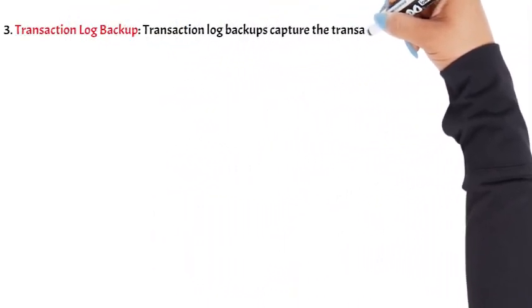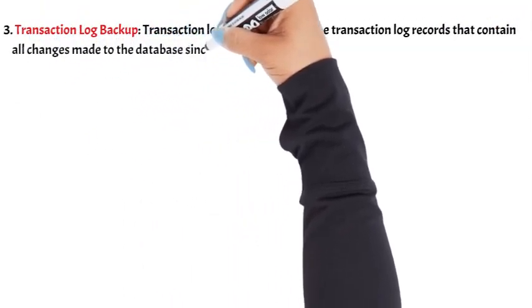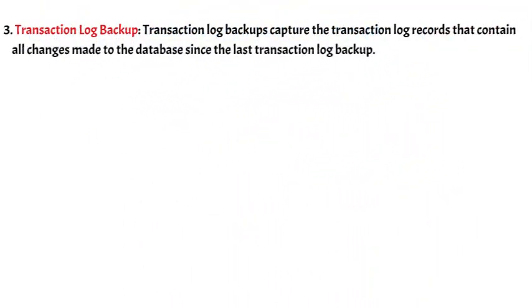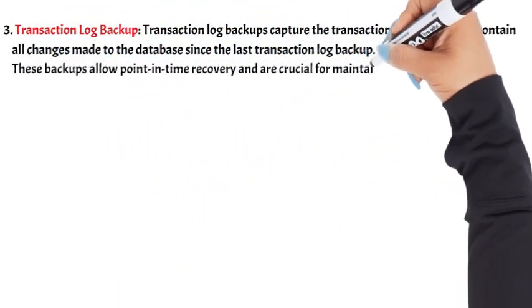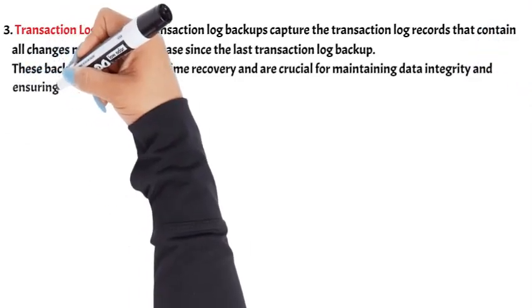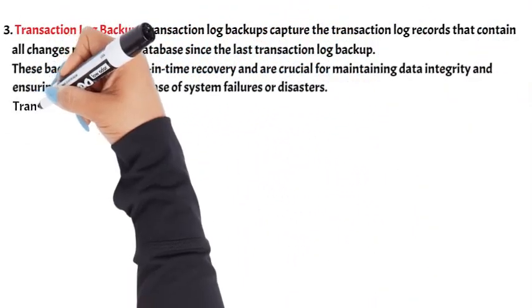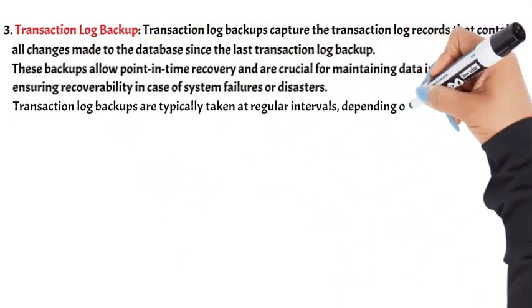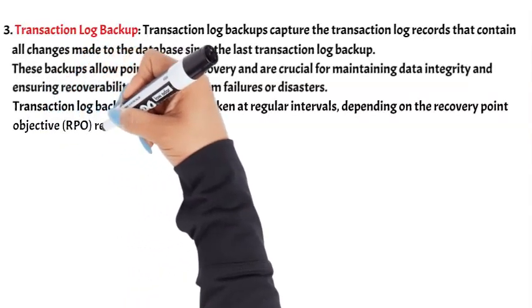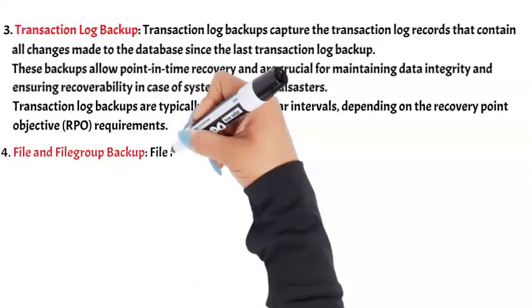3. Transaction log backup. Transaction log backups capture the transaction log records that contain all changes made to the database since the last transaction log backup. These backups allow point-in-time recovery and are crucial for maintaining data integrity and ensuring recoverability in case of system failures or disasters. Transaction log backups are typically taken at regular intervals, depending on the recovery point objective (RPO) requirements.